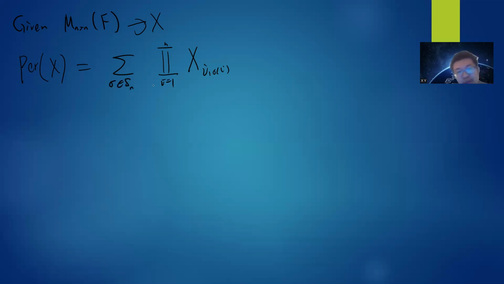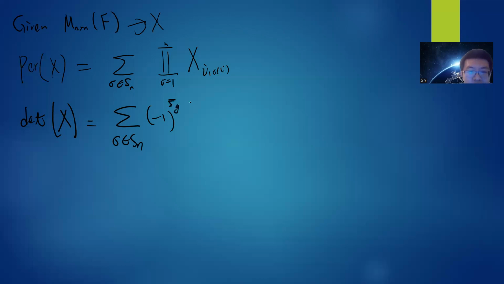Maybe it looks hard to understand, but let's compare it with another function, which is called the determinant. You do the same thing, but there is a minus one sign, which depends on whether the permutation is even or odd. Using the standard notation, it's the sign of the permutation sigma, and you do exactly the same thing.